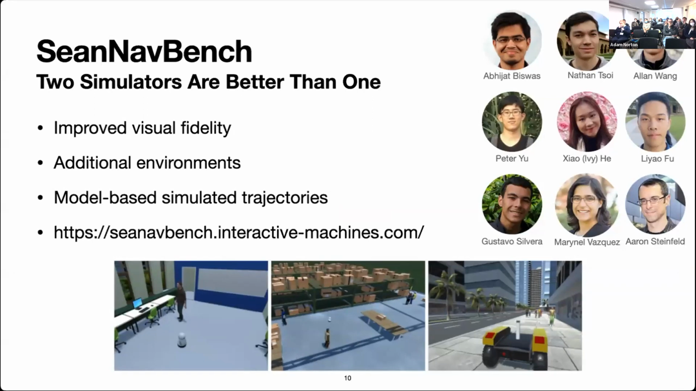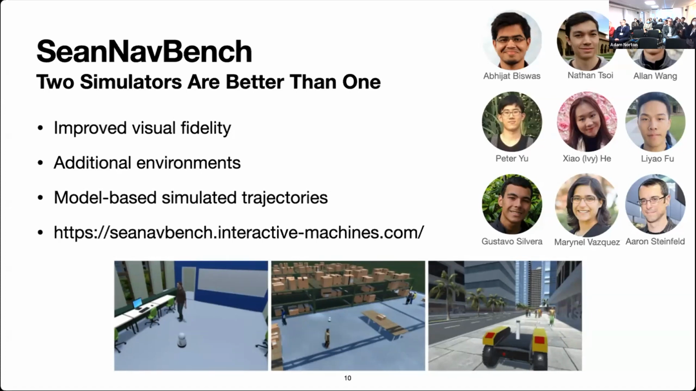And because one benchmark or one simulator is not enough, 2 simulators are better than 1, we joined forces with Marynel Vázquez and her group at Yale to combine their simulator for social navigation, SEAN, with our simulator for social navigation, SOC-Nav Bench, to produce SEAN-Nav Bench. The nice thing about SEAN-Nav Bench is that it has even better visual fidelity. SEAN was really concerned with the visual appearance of the navigation. It has many more environments, including indoor environments like warehouses.